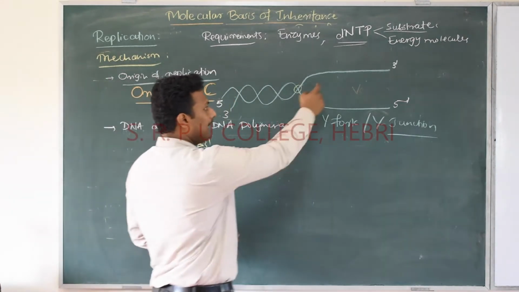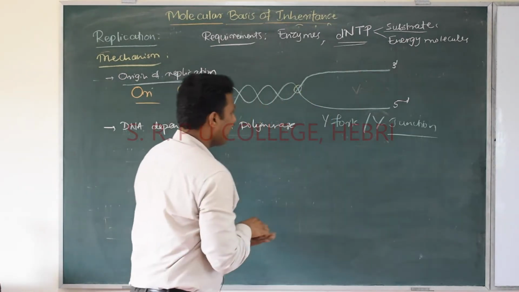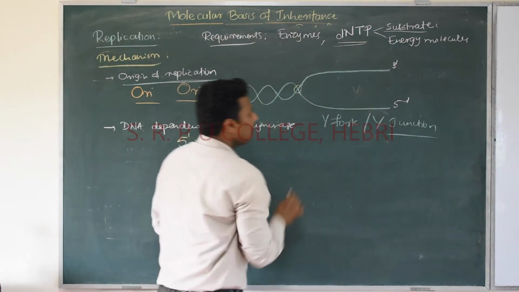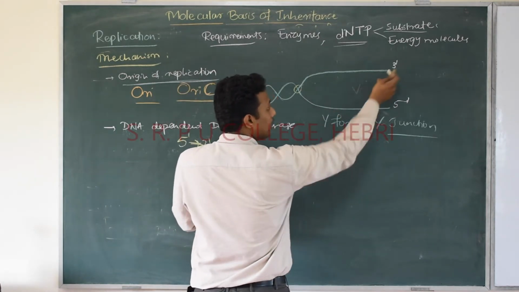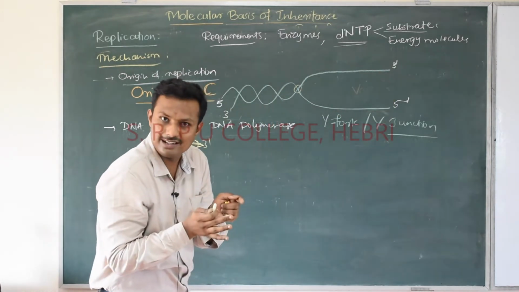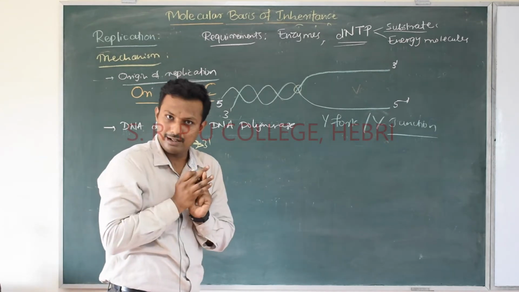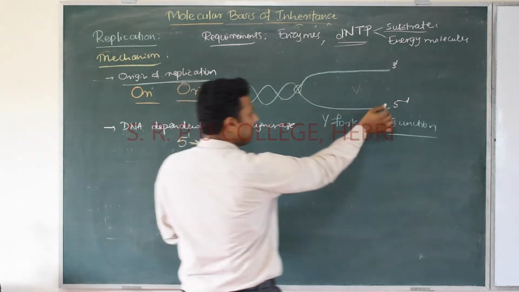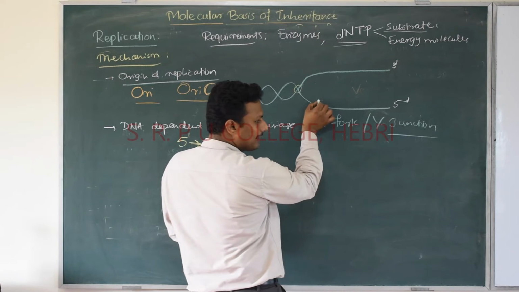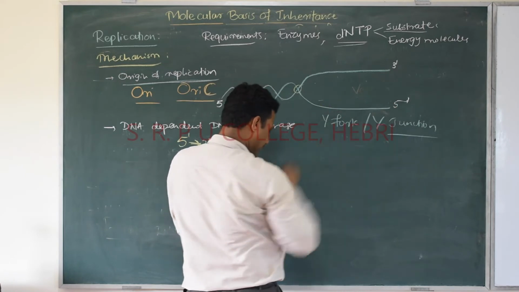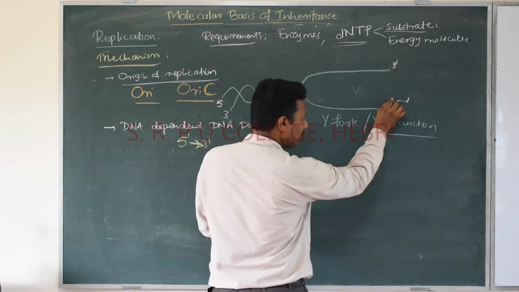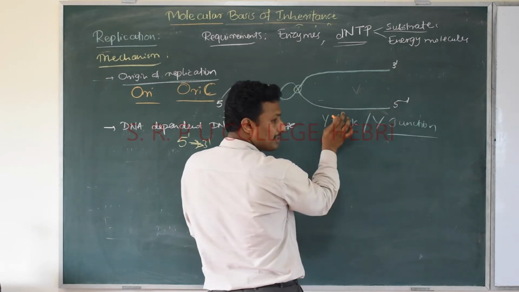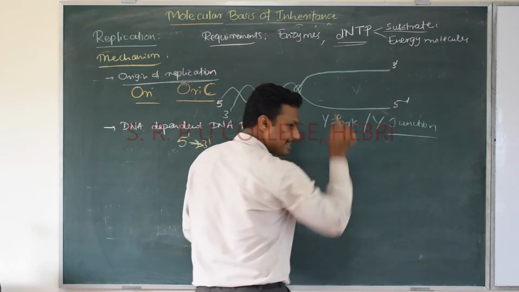So see, if it has to be 5 prime to 3 prime, it cannot happen in this way, because here 5 prime, and again 3 prime comes here, so there is no chance of the two 3 primes being parallel, so it has to be anti-parallel. Yes or no? Here also it has to be 5 prime to 3 prime, not like this, because 3 prime should come here. The 3 prime of the newly synthesized strand should come here and 5 prime should come here, which is acting as the template strand.